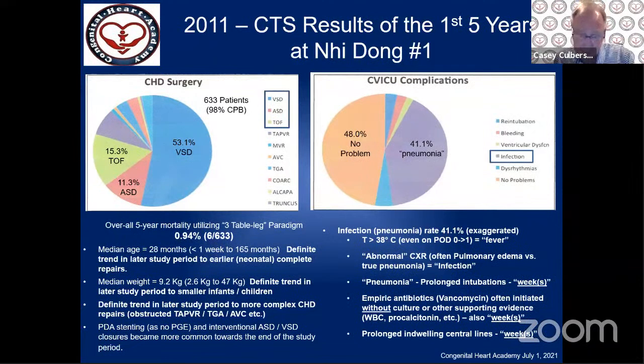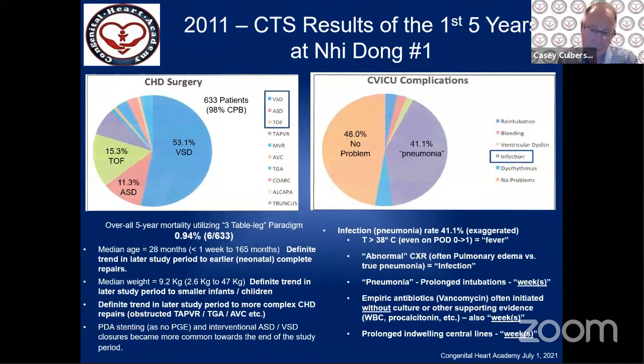A temperature at Nhi Dong 1 over 38 degrees, even on post-op day 0 to 1, was considered a fever, which could start antibiotics. An abnormal chest x-ray, which was often pulmonary edema, not true pneumonia, was an infection. A pneumonia resulted in prolonged intubations, which would turn into a week or weeks. Empiric antibiotics, especially vancomycin, were often started without cultures or other supporting evidence, and would go on for a week or weeks.